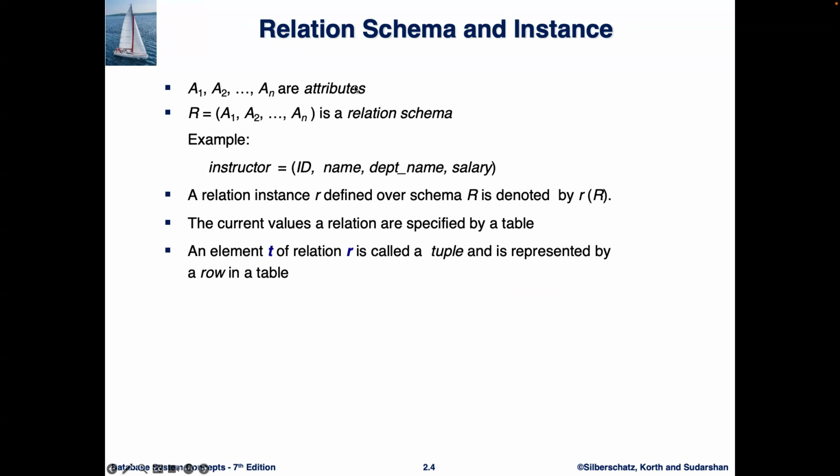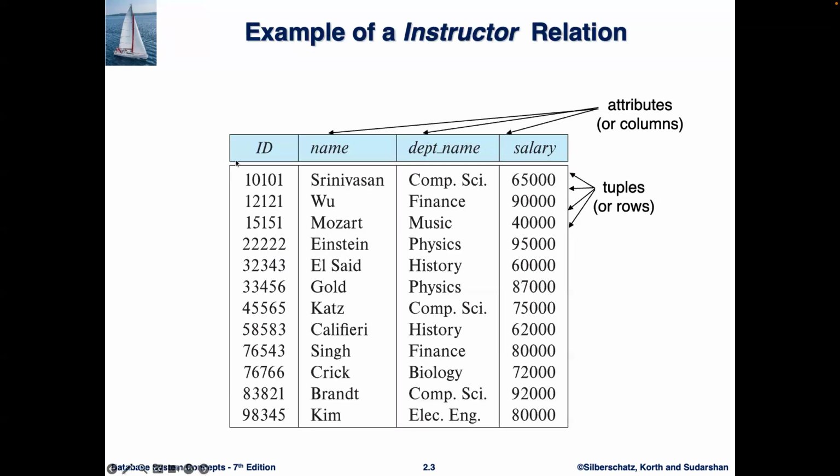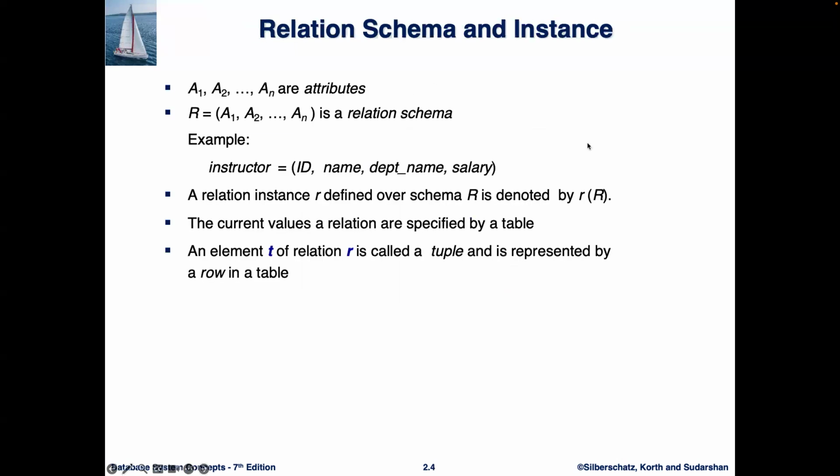And how do we define a relation schema? We define a relation schema as R equals A1, A2 until AN attributes. So for example, within this table, the relation schema is instructor equals ID, name, department name, salary. This is what is written here: instructor equals ID, name, department name, and salary.